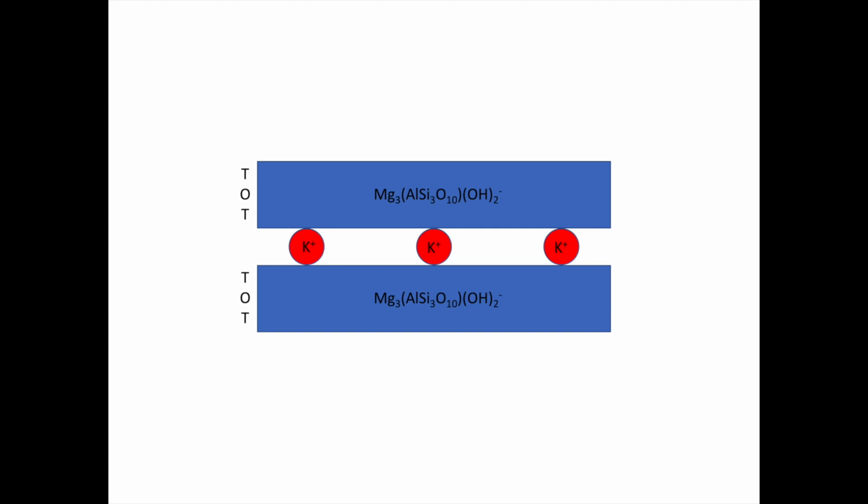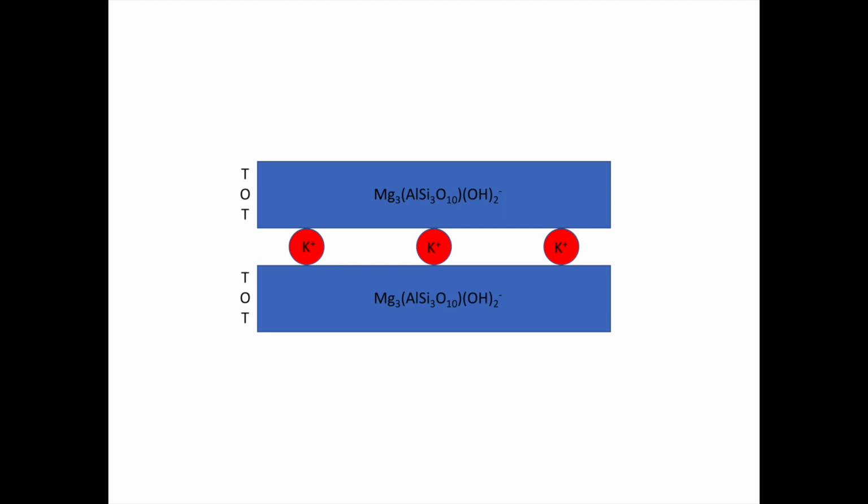Our TOT sheets overall have a negative charge remaining on them, and in order to maintain charge balance in our Phlogopite, some additional positive charges are needed. These are provided by our potassium ions. The important thing to remember for us today is that the bonding within our TOT structural layers is much stronger than the potassium bonding holding those layers together. And this difference in bonding ultimately gives rise to the perfect cleavage that we end up seeing in our Phlogopite.